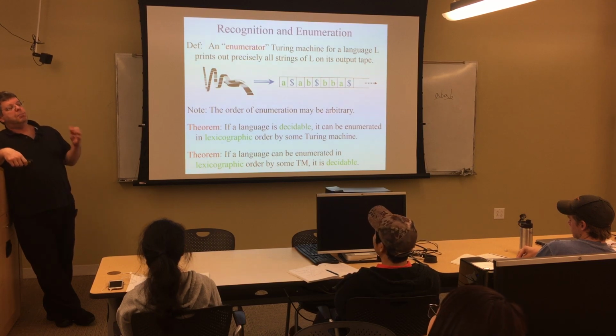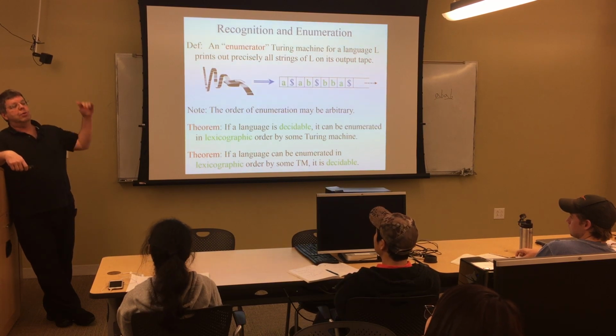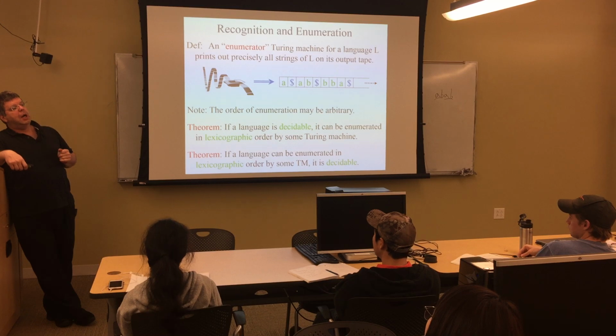Okay, let's do it the other way. Let's say I have a subroutine that prints out prime numbers in increasing order. How do I convert that subroutine into a prime number decider?